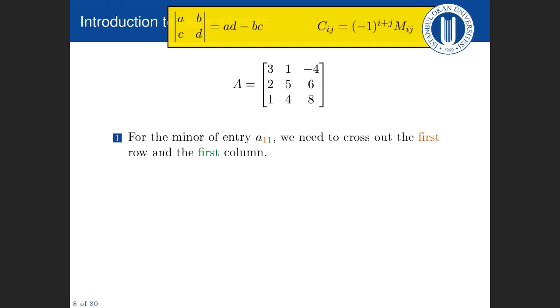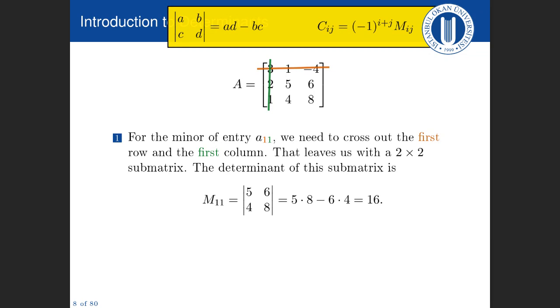So first, let's look for the minor of A11. The first number tells us the row, and the second number tells us the column. So that's first row and first column. We need to cross these out or delete these from the matrix. So there we are. And then we're left with a 2 by 2 matrix. The minor of entry A11 is the determinant of the 2 by 2 matrix that we're left with. So M11 is the determinant of the matrix 5, 6, 4, 8. And we know how to do determinants of 2 by 2 matrices, so this is just 16.